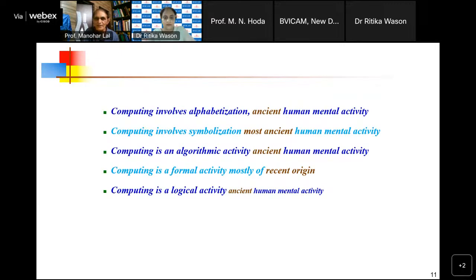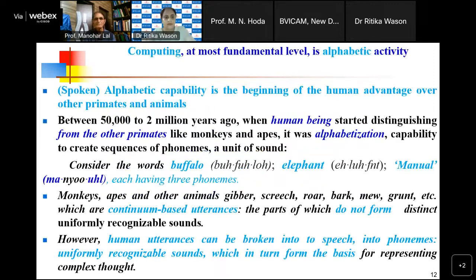Friends, in summary, in advance, I tell you that computing involves alphabetization, which is an ancient human mental activity. Computing involves symbolization, the most ancient human mental activity. Computing is an algorithmic activity, an ancient human activity. Computing as a formal activity is mostly of recent origin. Computing is a logical activity, again practiced since ancient times.